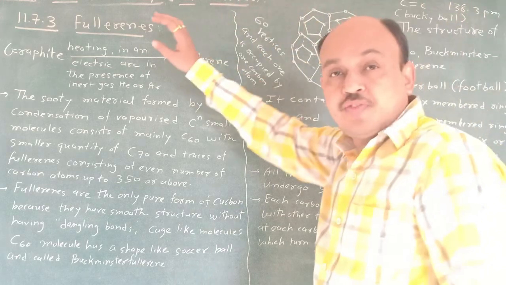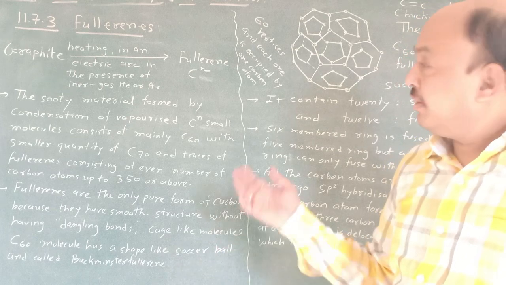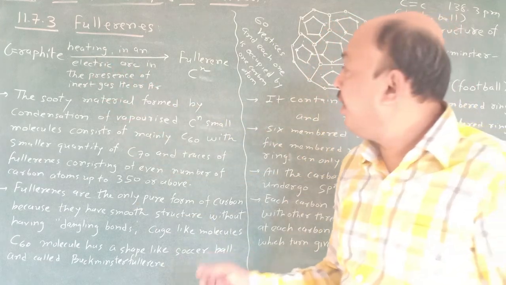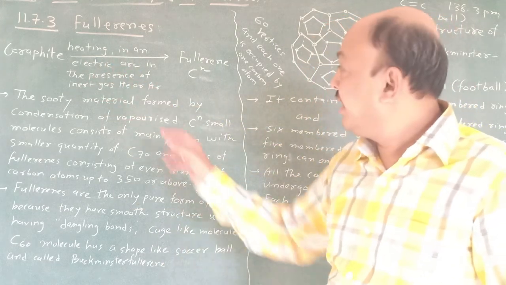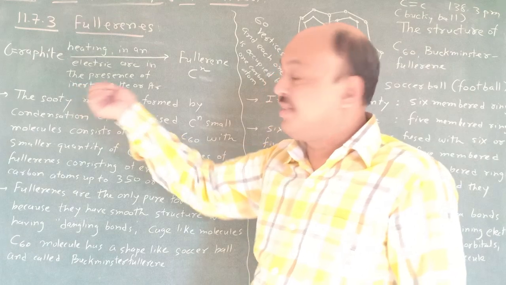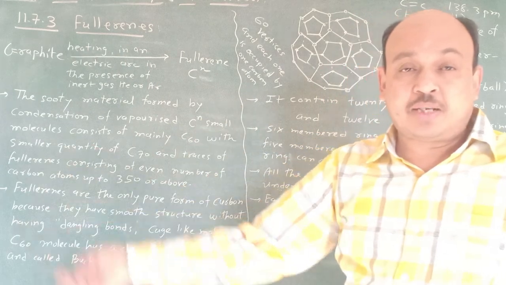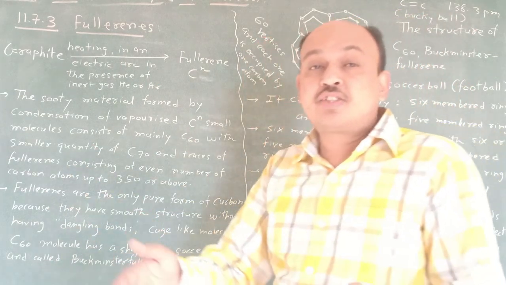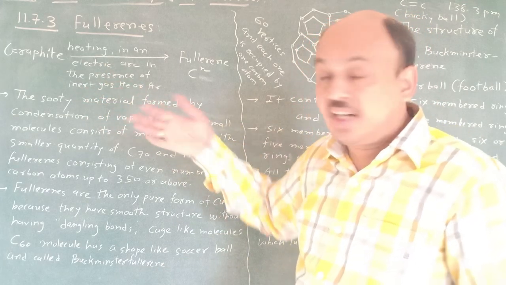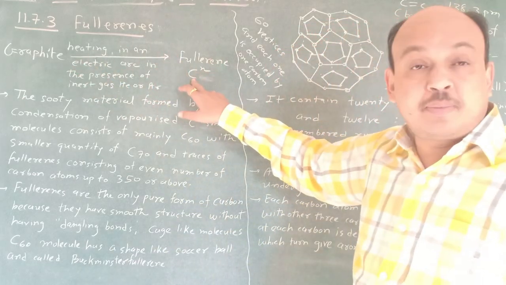Now another allotrope of carbon, 11.7.3 fullerenes. Fullerene is prepared by heating graphite in an electric arc in the presence of inert gas, He or Ar, helium or argon. Why? Because if we do not provide this inert gas, oxygen in air directly reacts with graphite and produces carbon dioxide or carbon monoxide. That's why this inert gas and electric arc are required. You have to spark it, and heating is required, and that's why fullerene is obtained, whose symbol is Cn.